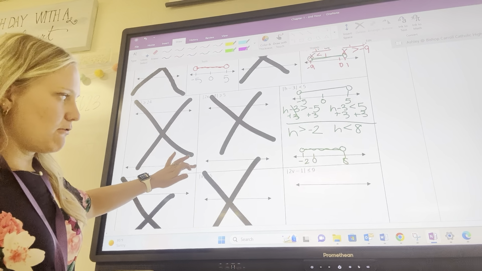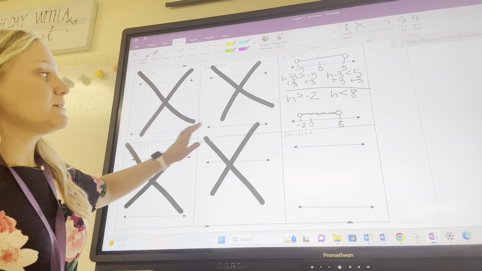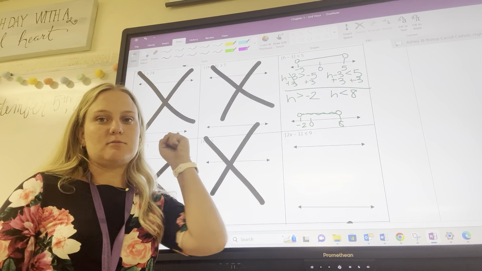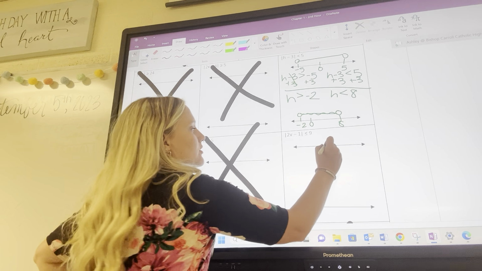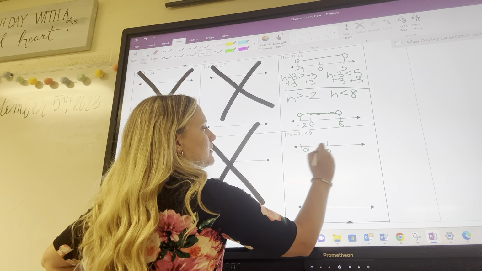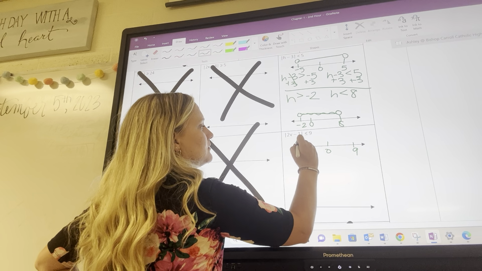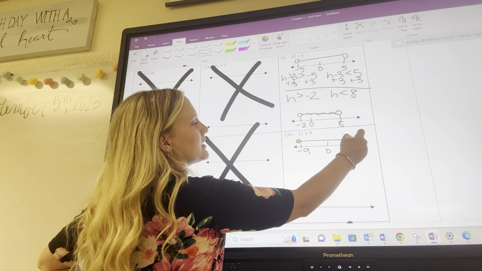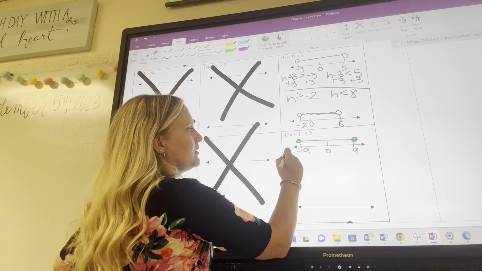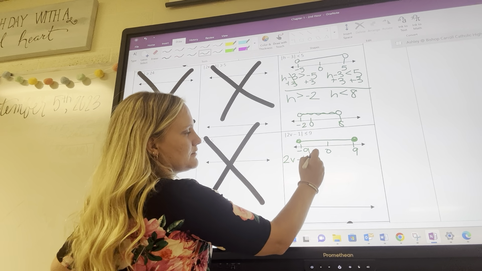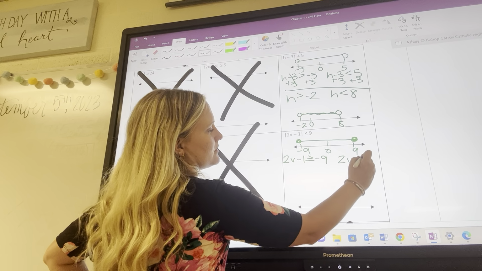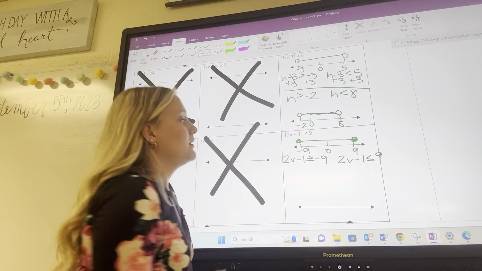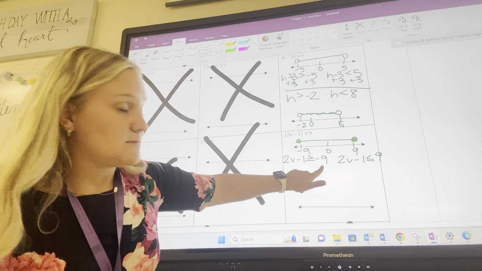Okay, we're going to keep powering through. This one's less than or equal to, so that just means that when I shade it in, my circle is going to be closed. So it's between -9 and 9. I can use that to set up my equation. So 2v minus 1, I can see from here it's greater than or equal to -9, and 2v minus 1 is less than or equal to +9. That's just this sign flipped, and this made negative.